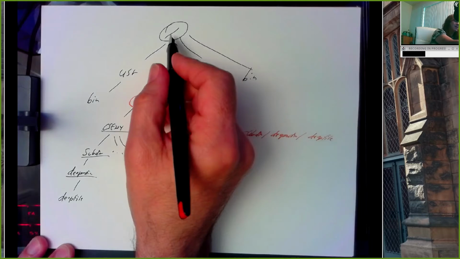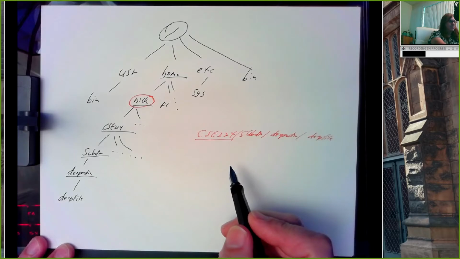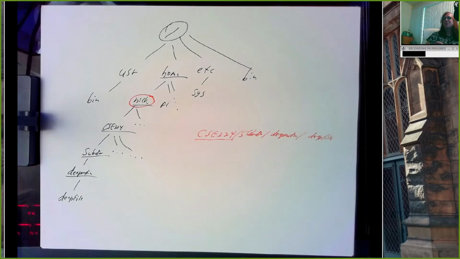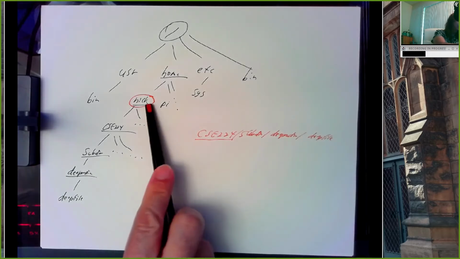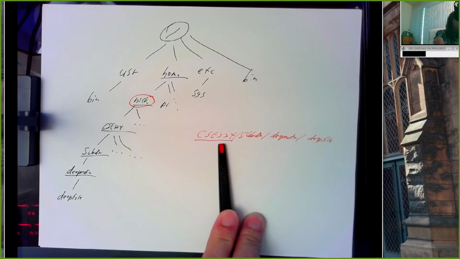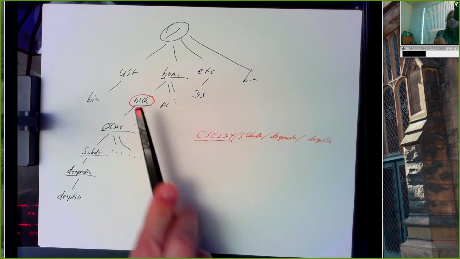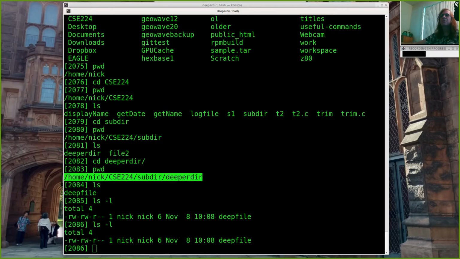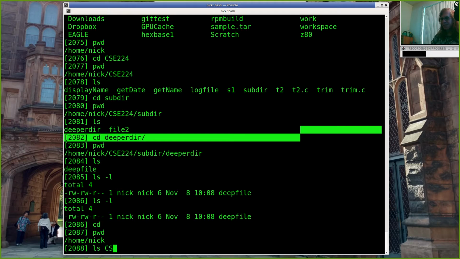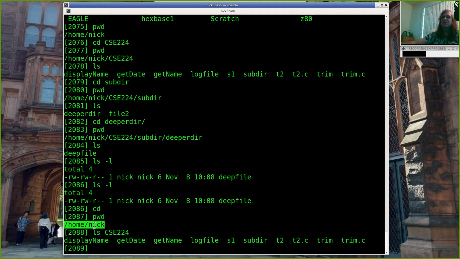And I didn't start with a slash. I didn't say start at the root of the tree. I started with CSE224. If I start with something other than a slash, it assumes this is relative to where I am right now. So if I'm currently sitting under /home/nic, my home directory, and I say let's look at what's in CSE224, it's assuming that's a subdirectory underneath where I am right now. So if I go to my home directory, I can say ls CSE224, and it's looking for it under /home/nic.